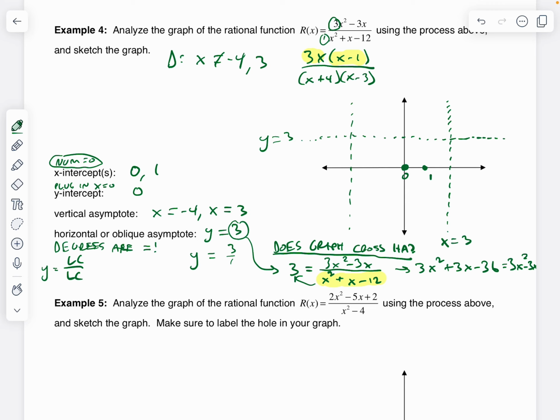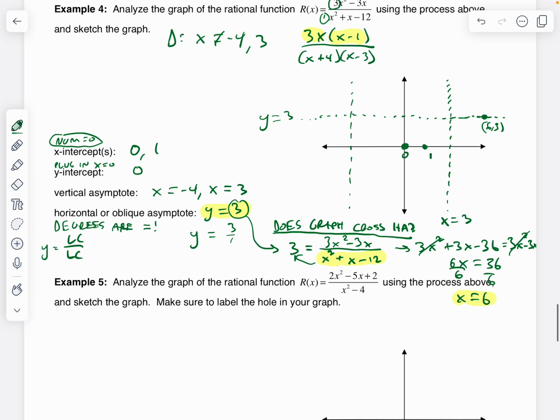Now, the 3x squareds cancel. You can add 3x to the left-hand side, which gives you 6x equal to 36 if you move the 36 over. If you divide both sides by 6, you get x equals 6. So we've just confirmed that when x equals 6, we have a point on y equals 3. So I'm going to put that on here as well. So 1, 2, 3, 4, 5, maybe about here somewhere, we have a point 6, 3 where the graph should go through. All right, so those are all the details.